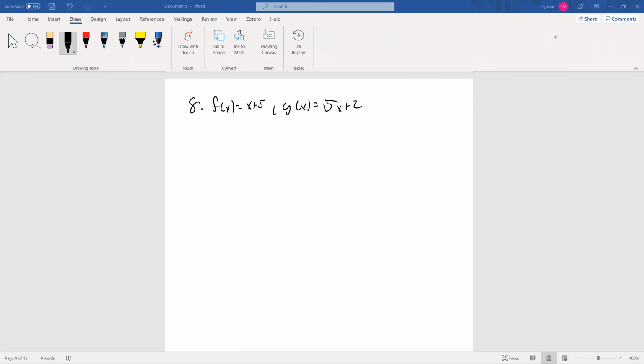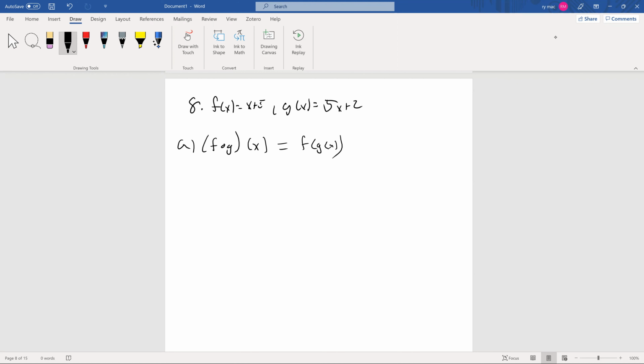All right, number 8 has a few parts to it. It's saying for f of x is equal to x plus 5 and g of x is equal to 5x plus 2, find the following functions. I'm going to be honest, I don't know how to properly read them. But for A, it's f of g of x. Kind of looks like fog. But that's just basically saying I'm plugging in g of x into f of x. Another way that they might write this is f of g of x.